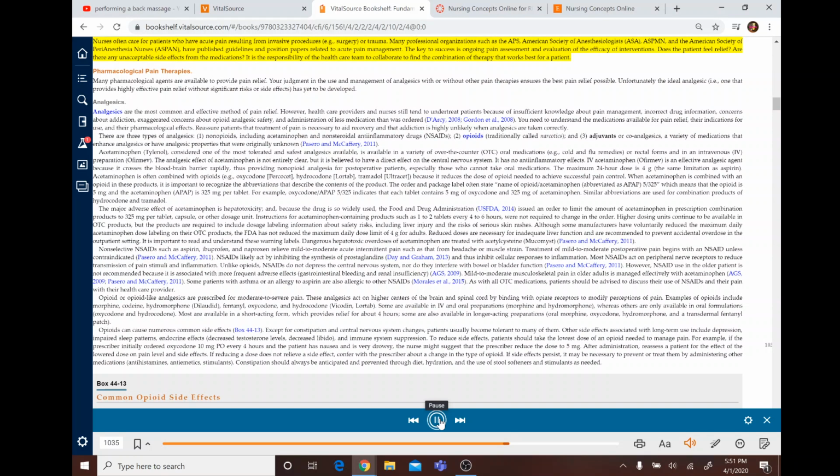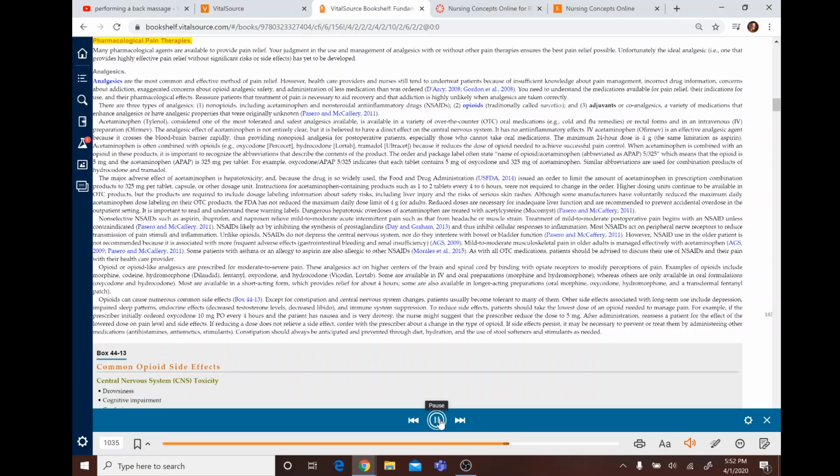Acute care. Nurses often care for patients who have acute pain resulting from invasive procedures, for example surgery or trauma. Many professional organizations such as the APS, American Society of Anesthesiologists, ASA, and the American Society of Perianesthesia Nurses, ASPAN, have published guidelines and position papers related to acute pain management. The key to success is ongoing pain assessment and evaluation of the efficacy of interventions. Does the patient feel relief? Are there any unacceptable side effects from the medications? It is the responsibility of the healthcare team to collaborate to find a combination of therapy that works best for a patient.